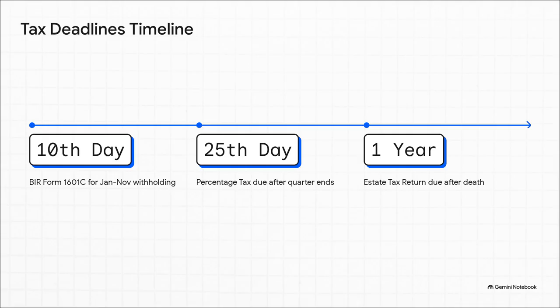On the 10th day after the month ends, you've got a quick turnaround for BIR Form 1601C. That's for withholding taxes on compensation from January to November. Moving out a bit, on the 25th day after a taxable quarter ends, percentage taxes are due. And zooming way, way out, you have a full 1 year after the date of death to file an estate tax return. Visualizing this flow is a game changer for preventing deadline confusion.